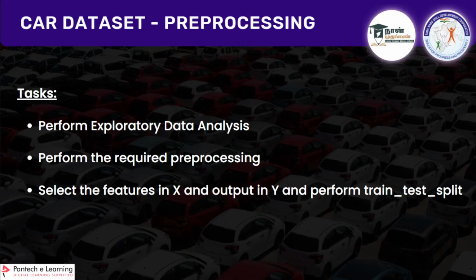Just now we have seen it, right? Okay, you have to do the exploratory data analysis and then perform the pre-processing that is required. The pre-processing may include handling null values if present, scaling the values, or, if it is text data, encoding it into numerical format. You want to select the important features and select the X and Y. Y will be the output, that will be the price of the car, and X will be the features. And you have to perform the train test split.